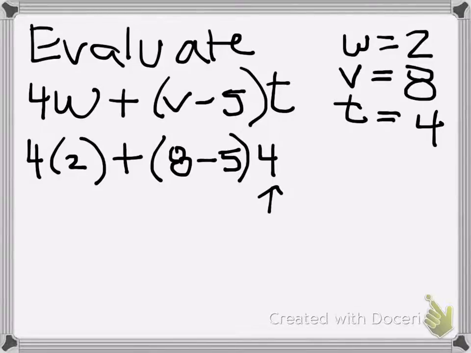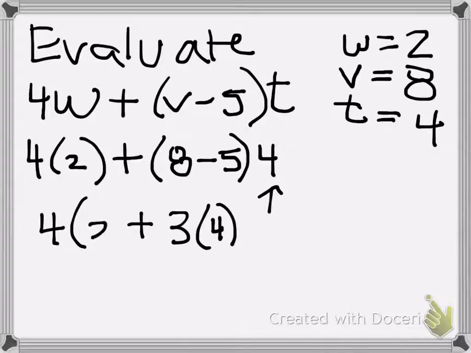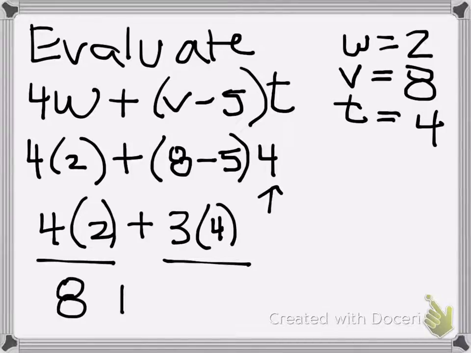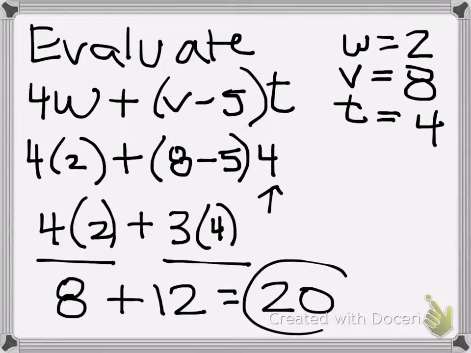But since we have numbers that can be combined inside the parentheses, you could either use distributive property by taking the 4 and multiplying it to the 8, and then taking the 4 and multiplying it to the 5 and subtracting that, or we can do 8 minus 5 first, and that would give us 3, and then multiply after. And since multiplication comes before addition, I'm going to multiply and multiply. So 4 times 2 is 8, 3 times 4 is 12, and then my final step would be to add.